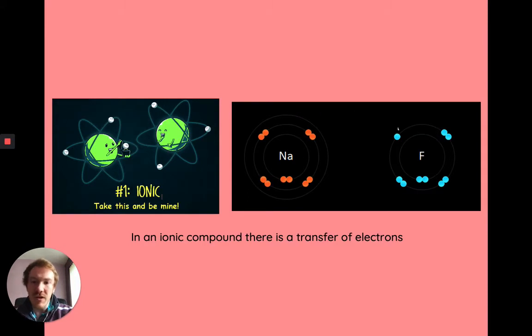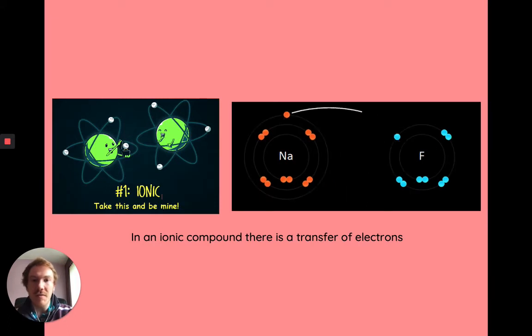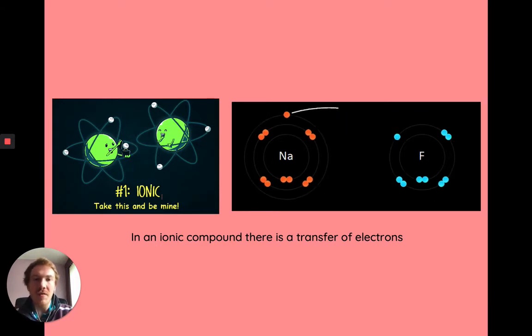So a little summary. In an ionic compound, there's a transfer of electrons, and you can see from the graphic on the screen that the sodium atom is giving away its electron to form a positive ion, while the fluorine atom is accepting that electron to form a fluoride ion.